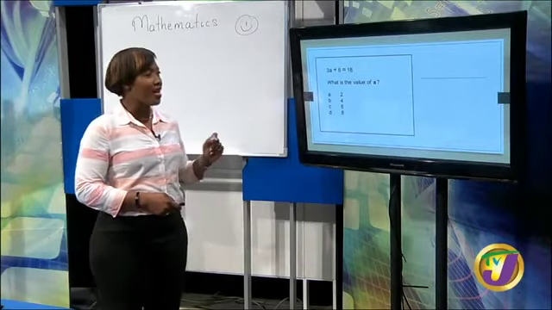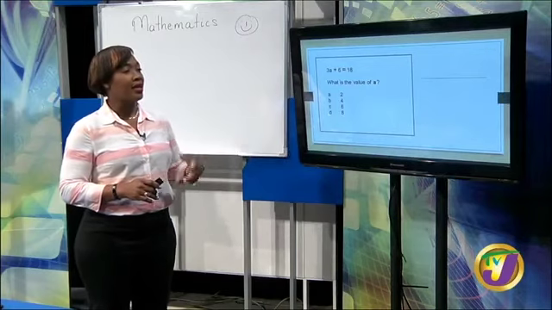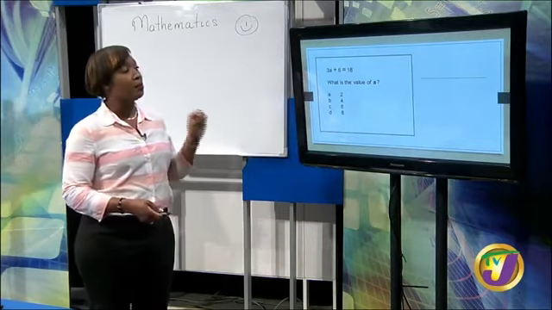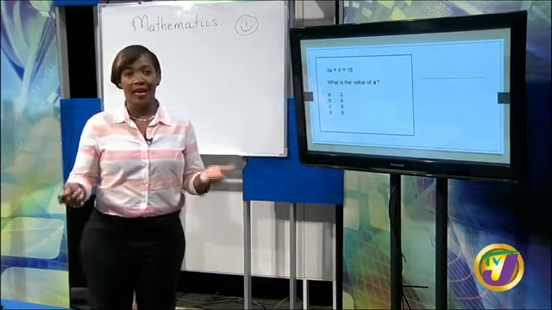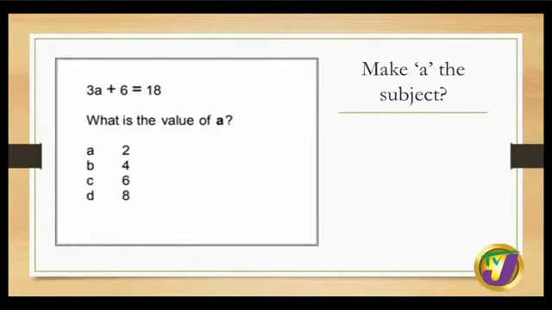3A, next question. 3A plus 6 equals 18. What is the value of A that will satisfy this equation and make it true? So remember what we said about equations, that the left side is equal to the value of what is on the right side. So what we're saying, 3A plus 6 will equal 18. So let us see. Make A the subject. Transposing for A. How do we do that? We look at what is happening to A. So A is being multiplied by 3, that's 1. And after it's multiplied by 3, 6 is being added to it.